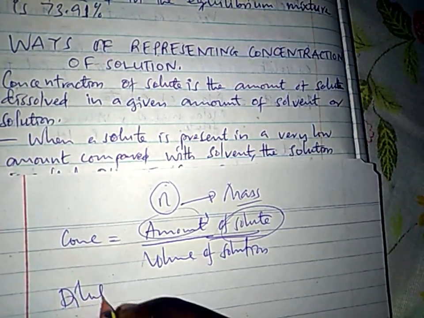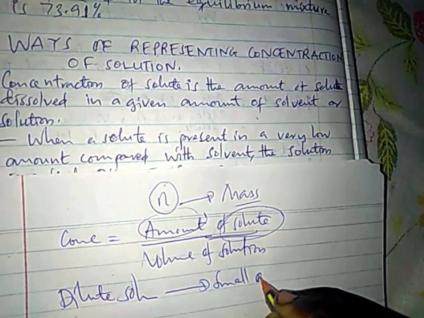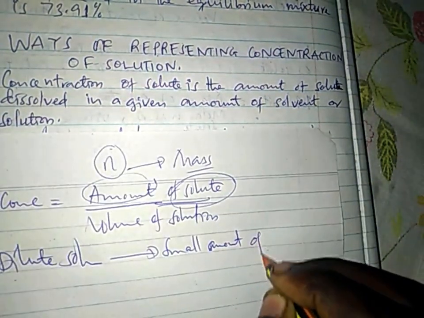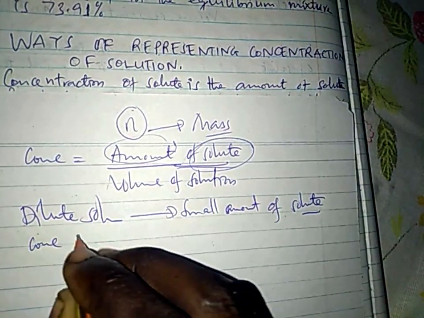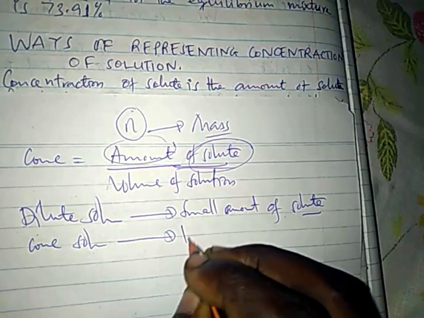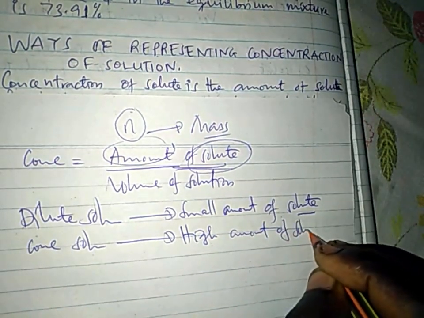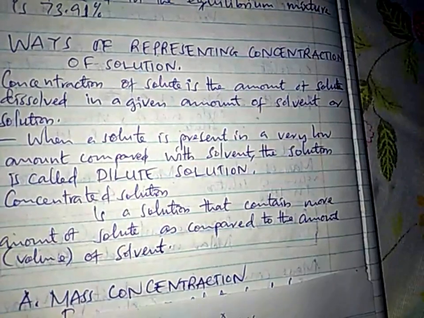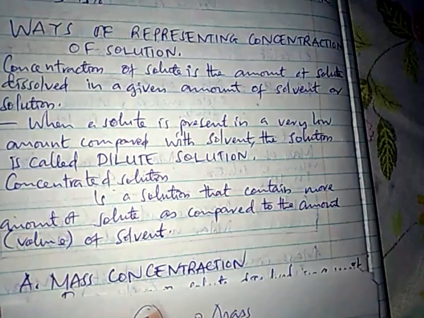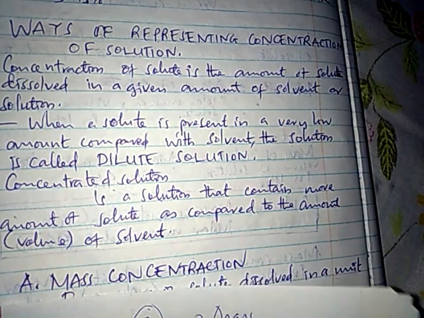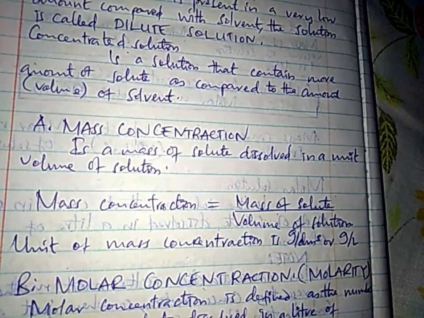A dilute solution has a small amount of solute, and a concentrated solution has a high amount of solute. So that's the major difference between the concentrated and the dilute solution. A concentrated solution is a solution that contains more solute as compared to the volume of solvent. Now let's see how concentration is expressed.